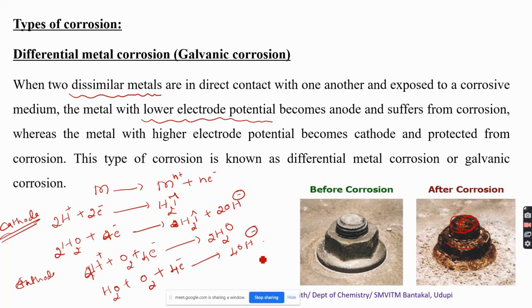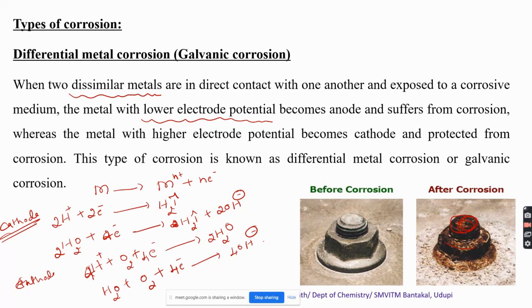These hydroxyl ions form insoluble hydroxide, and further undergo oxidation, forming the oxidized product. They get added on, and as a result, the metal deteriorates or is destroyed. Decay of the metal is observed. And this type of corrosion is what we call galvanic corrosion.